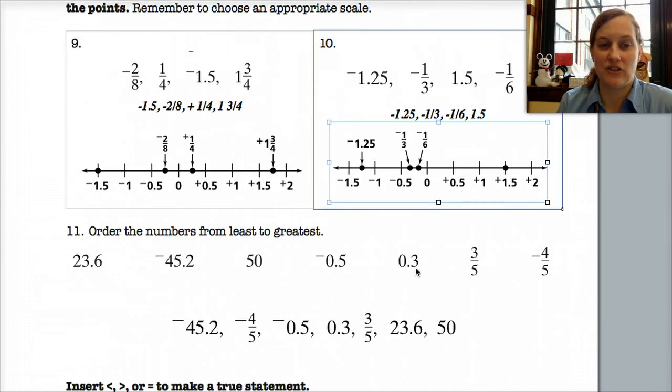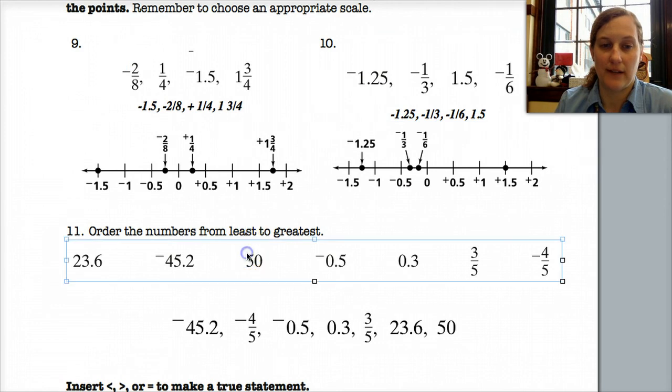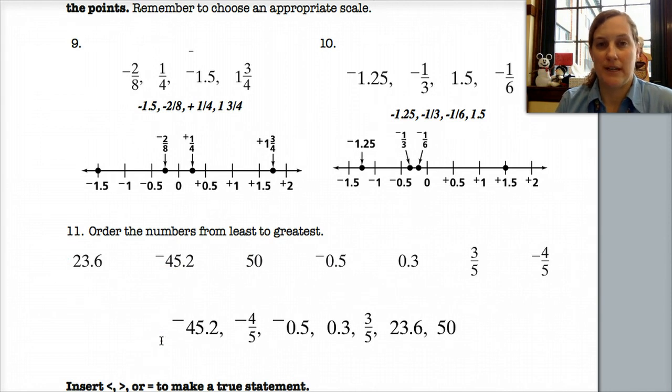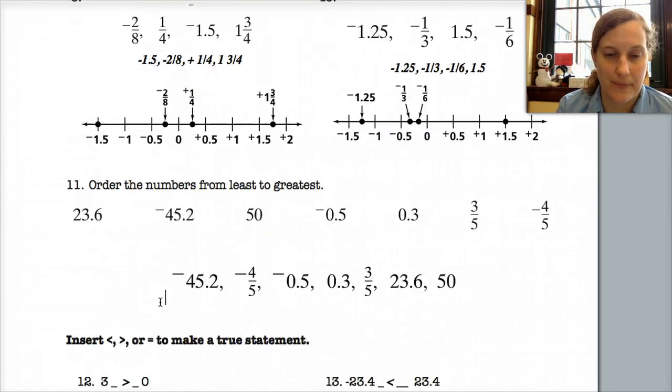The next set says to just order these numbers from least to greatest, and you can do it however you want. If you want to do a number line, or if you think you can just do it. But the answers to put them in order would be negative 45 2/10, negative 4/5, negative 1/2, negative 3/10, or sorry, positive 3/10, 3/5, 23 6/10, and number 15.